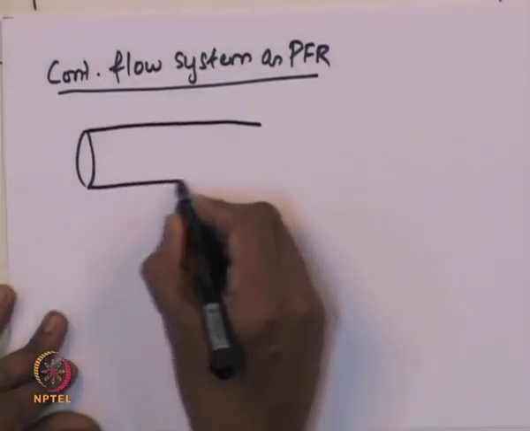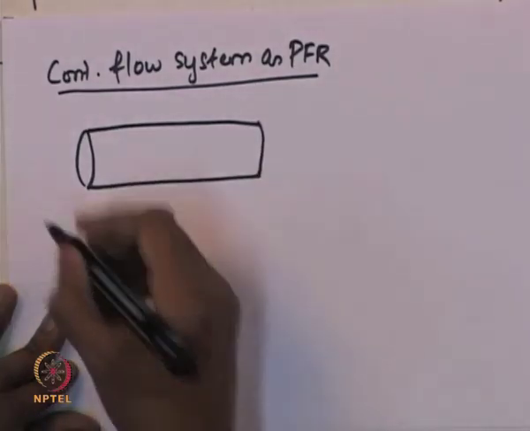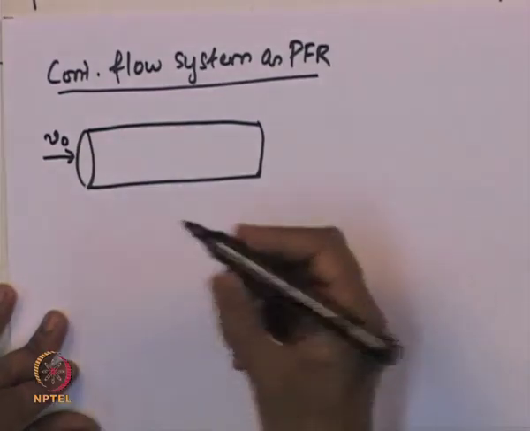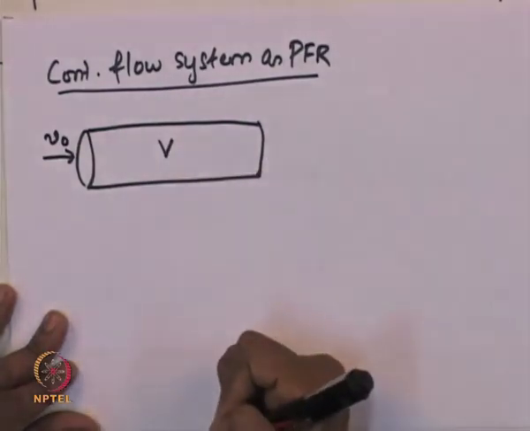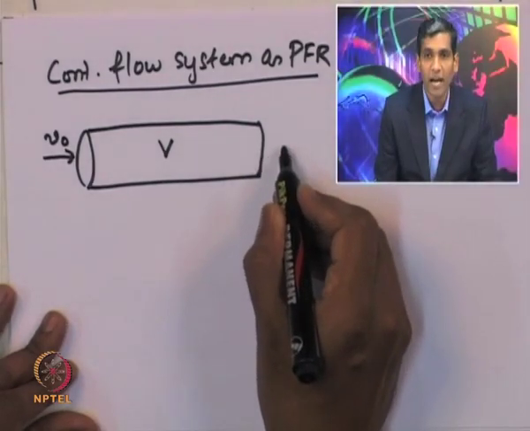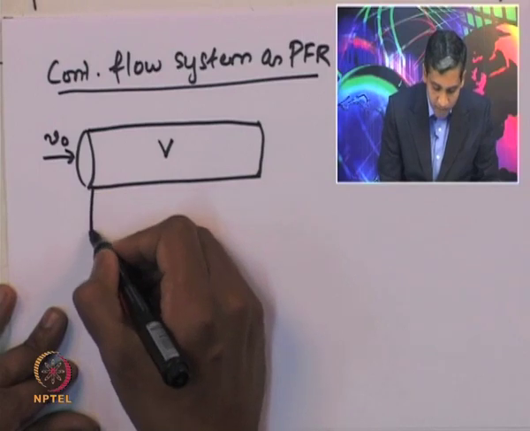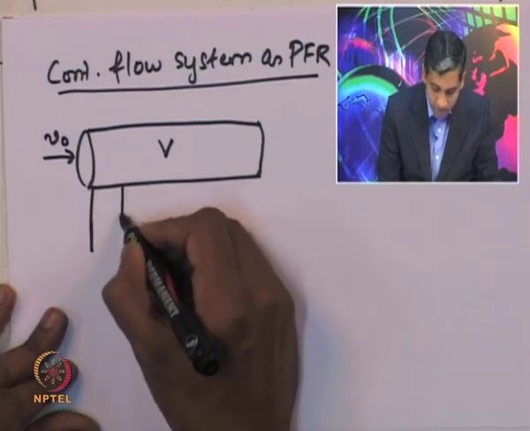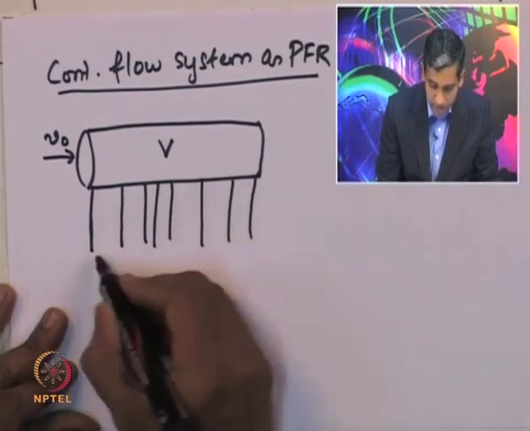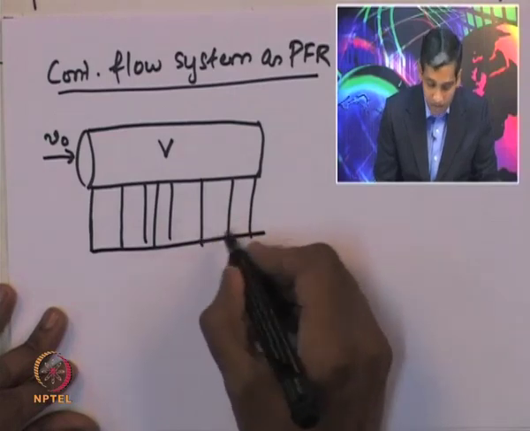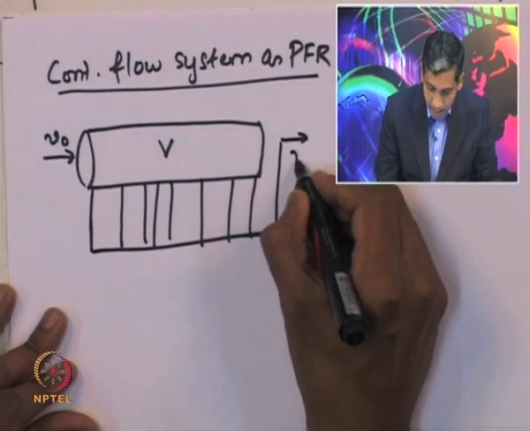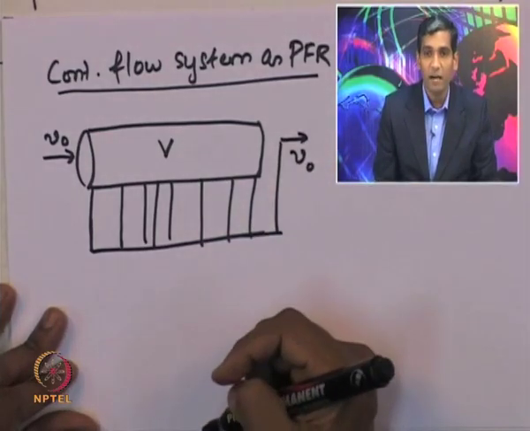Suppose there is a tube, and a fluid is flowing at a certain volumetric flow rate V naught into this tube, and the volume of the tube is V. Now, instead of the fluid leaving from the other end of the reactor directly, the fluid can be taken out from the side of this tube at different locations along the side of the reactor, and they can all be joined together, and together they leave the reactor.